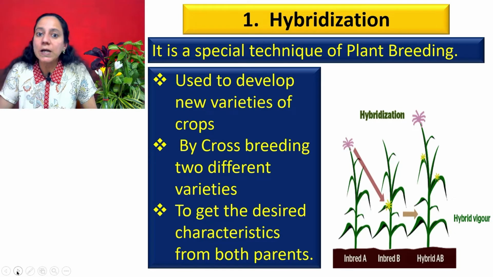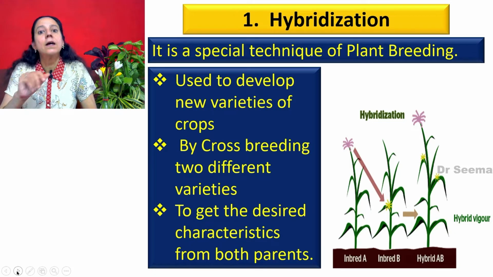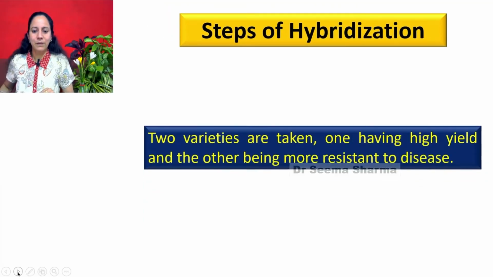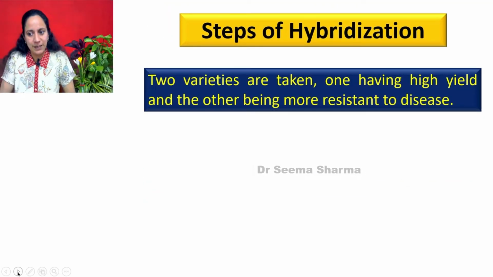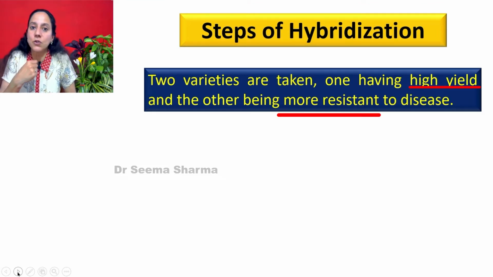Hybridization is a special technique of plant breeding. It is used to develop a new variety by crossing two varieties to get desired characters or traits of both the parents. So how is it done? Steps of hybridization. Two varieties are taken. Here I have taken the example of desired characters, where one has high yield and another is more resistant to diseases.